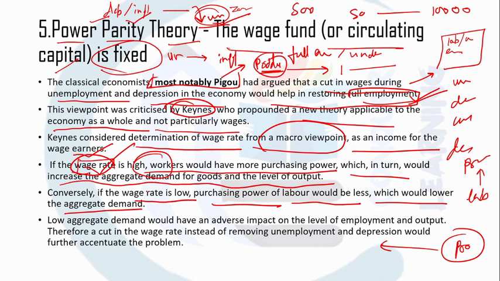Whereas when the wage rates are low, purchasing power becomes less and it would lower the aggregate demand. Again, there would be an unemployment. So low aggregate demand would have an adverse impact on the level of employment and output, therefore cut in wage rate instead of removing unemployment and depression would further accentuate the problem. So according to him, wage rate should not be deducted during the inflation. It should not be cut. Rather, it should be provided in good form. So this is the purchasing power parity theory.